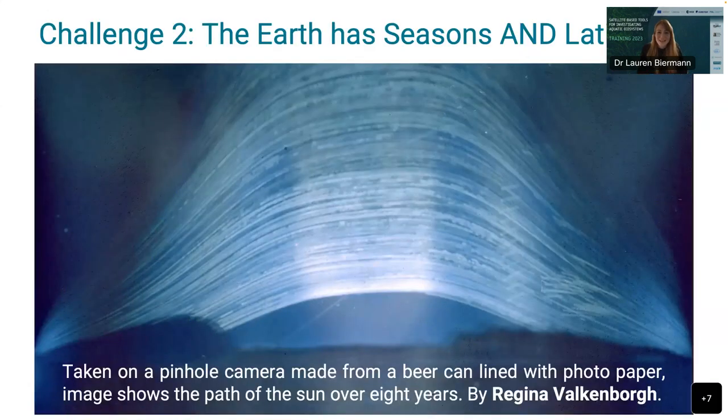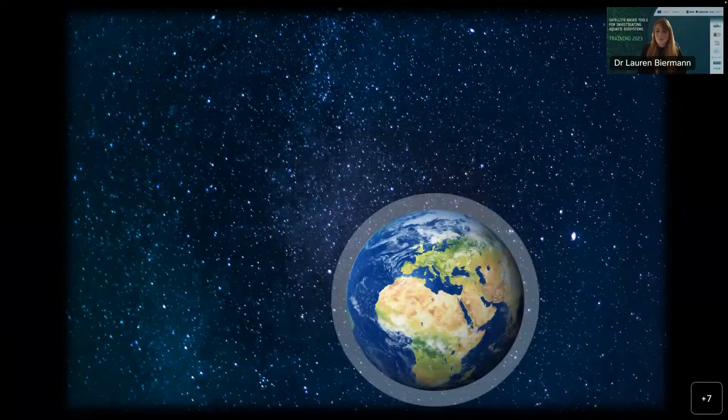The second challenge is that the Earth has seasons and latitudes. Now, this picture is amazing. Regina Falkenberg made a pinhole camera and she put it in an observatory near her university, and then she proceeded to forget about it completely for 8 years. And when it was found, it had collected 8 years worth of data of the sun moving across the hemispheres. And so what we can see is what the sunlight path looks like in winter and in summer, because it is different. And I'm going to demonstrate this in the best way I know how.